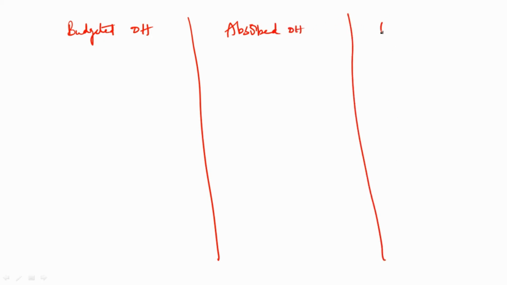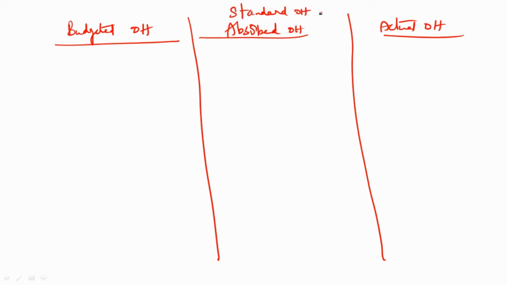One is budgeted overheads, the other one is absorbed overheads, and the third one is actual overheads. Right, guys? Absorbed overheads can also be called standard overheads in some books. Okay, it has got different names. We'll see all the names.